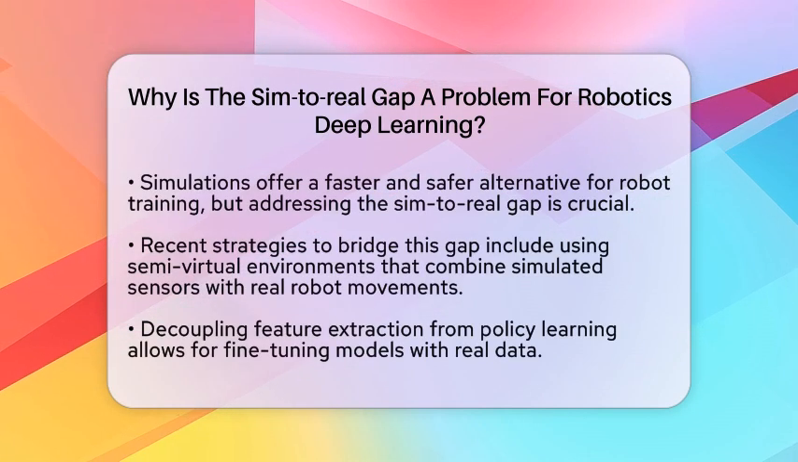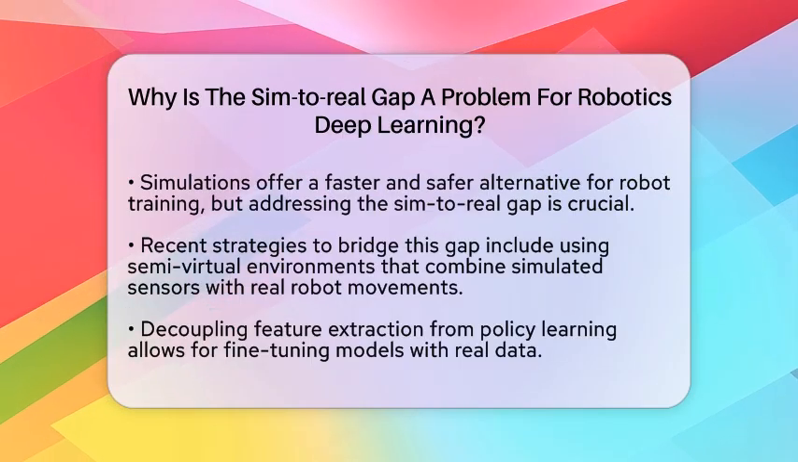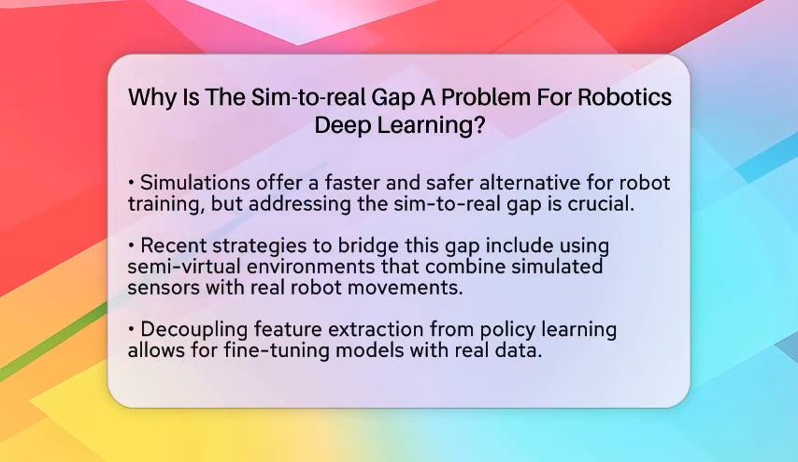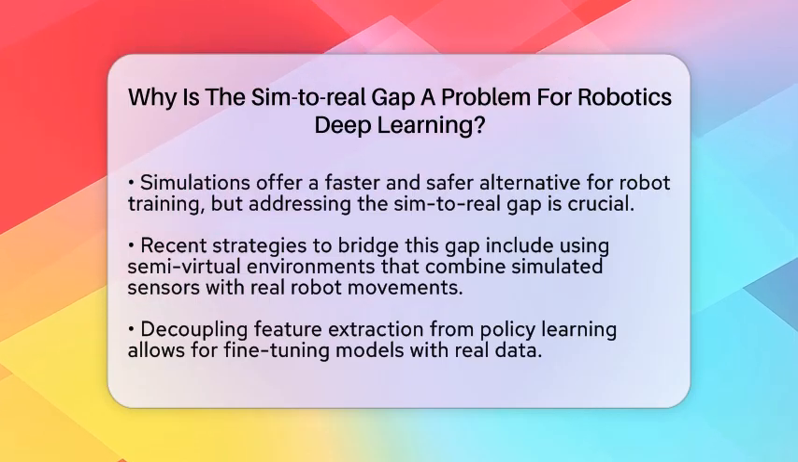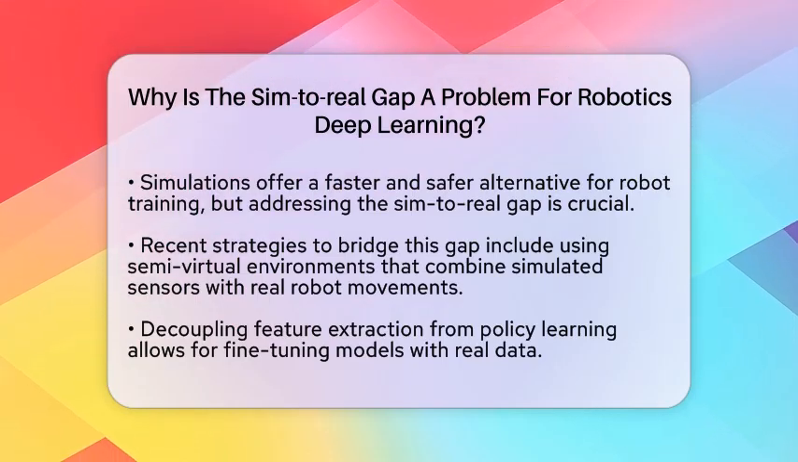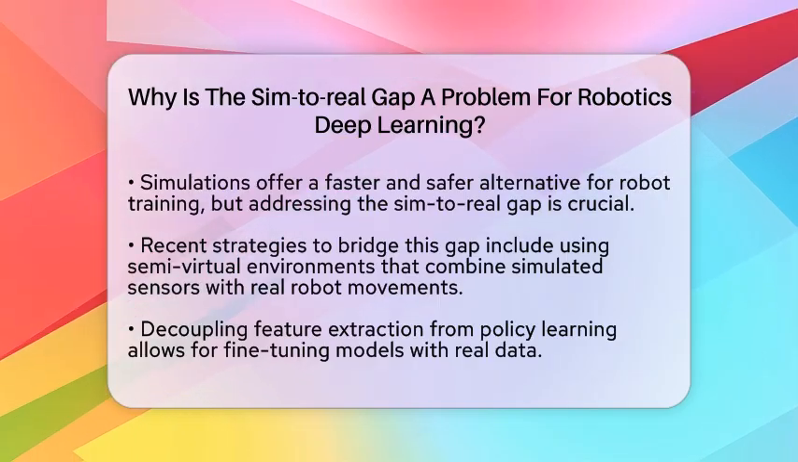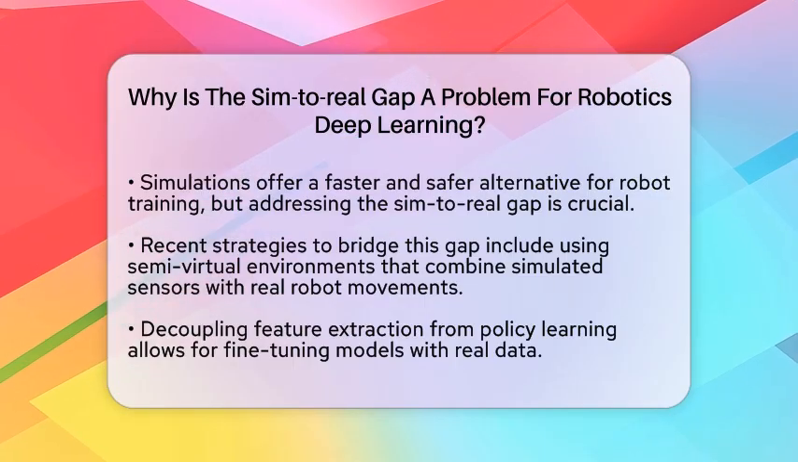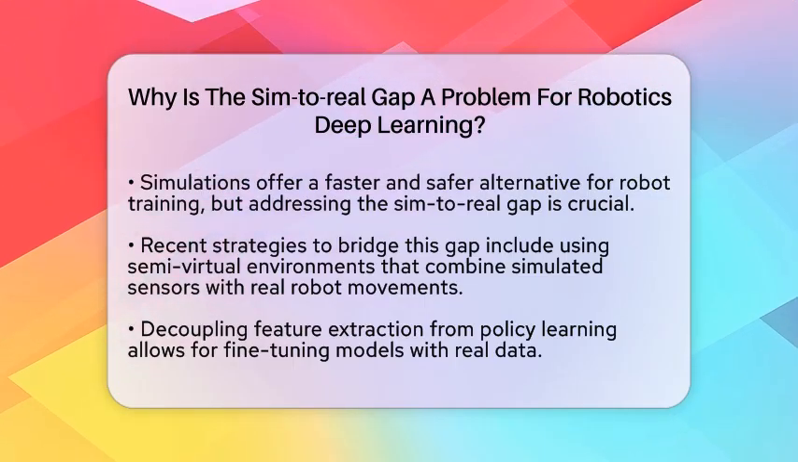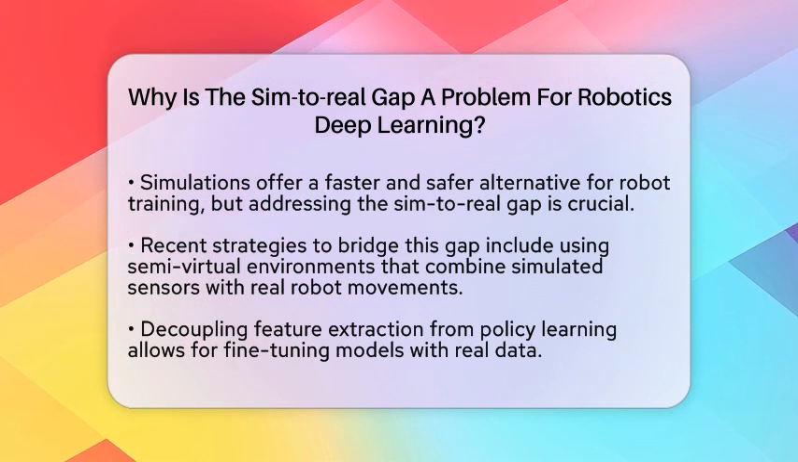Real-world training requires significant manual effort and can take a long time. Simulations provide a faster and safer way to train robots, but addressing the sim-to-real gap is essential for successful deployment. Recent strategies aim to bridge this gap. One approach involves using semi-virtual environments that combine simulated sensors with real robot movements. This helps reduce the differences between training and real-world conditions.